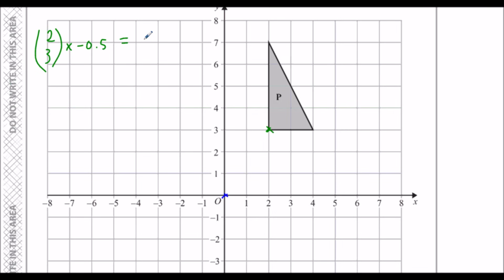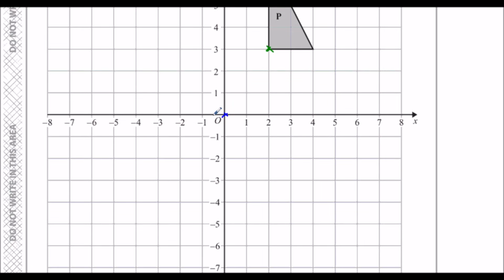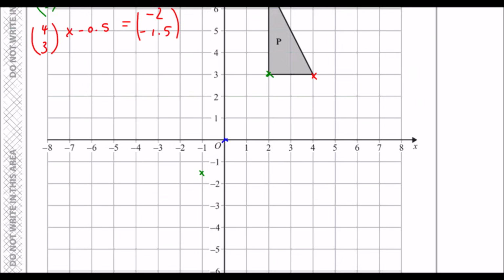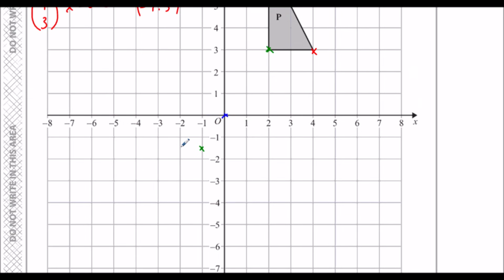So what does that give us? That will be, well, 2 times -1/2 is -1. 3 times -1/2 is -1.5. So back 1, down 1.5. So instead of along 2, up 3, it's back 1, down 1.5 to the green coordinate. So let's have a red coordinate. So along 4, up 3, times -0.5. 4 times -1/2 is -2. 3 times -1/2 is -1.5. So back 2, down 1.5.